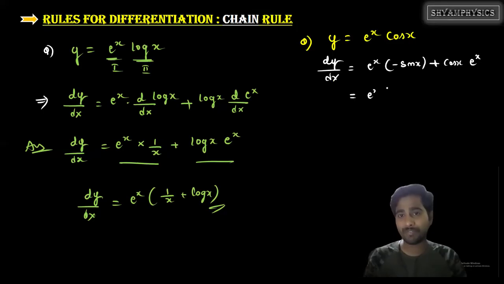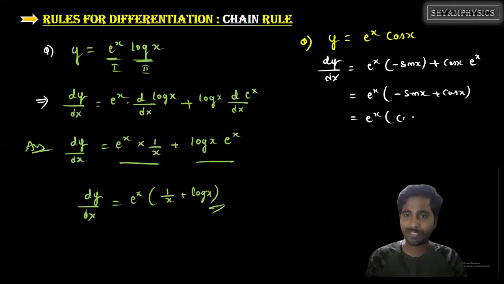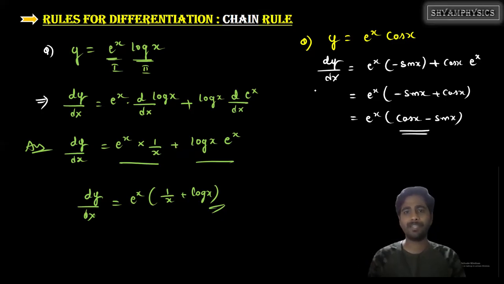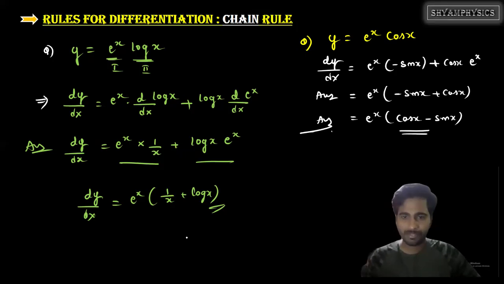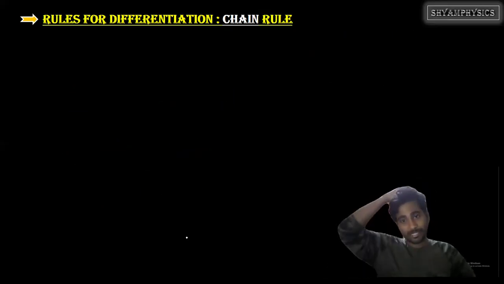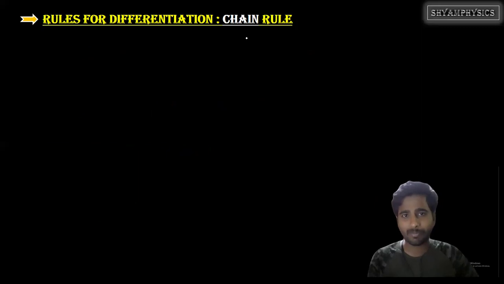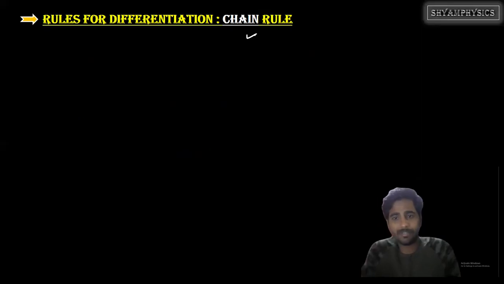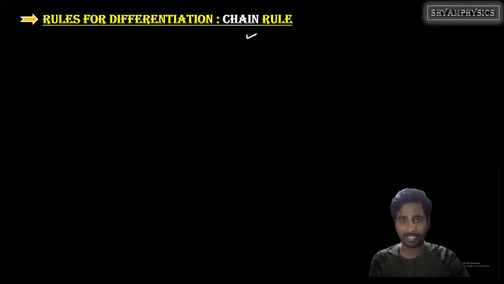So what is your answer now? I'm taking e to the power of x common. It is e to the power of x times minus sin x plus cos x. Or else you might write e to the power of x into cos x by writing first, minus sin x we can write second. This also might be a correct answer. Both are answers. Hope it is understood. Next, that is actually the product rule, the rule for how to differentiate two terms which are in multiplication.